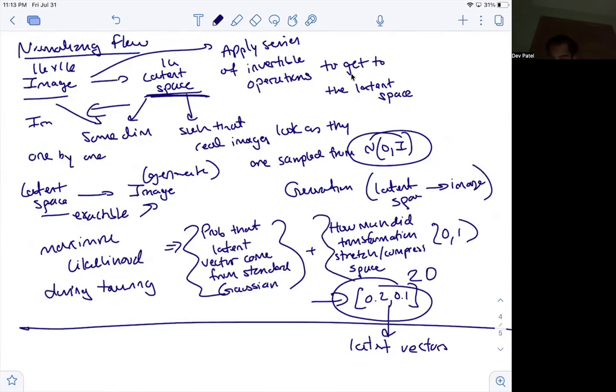And then, how much did this transformation actually stretch or compress the space? We also want to take that into account, because it's not just, okay, what's the probability that this vector comes from a standard normal, but how much did these invertible operations actually stretch or compress the space? We want to retain that information as well. So that's normalizing flow.